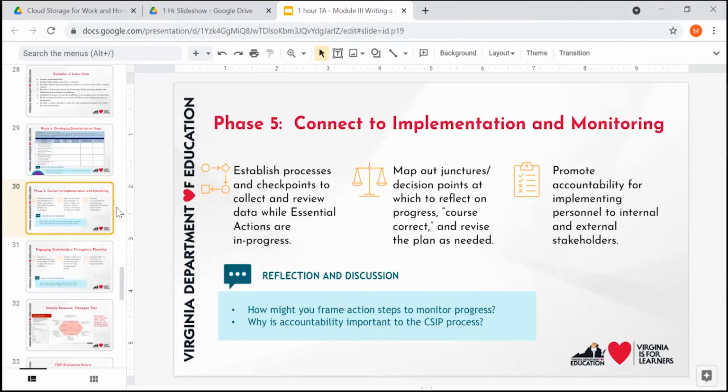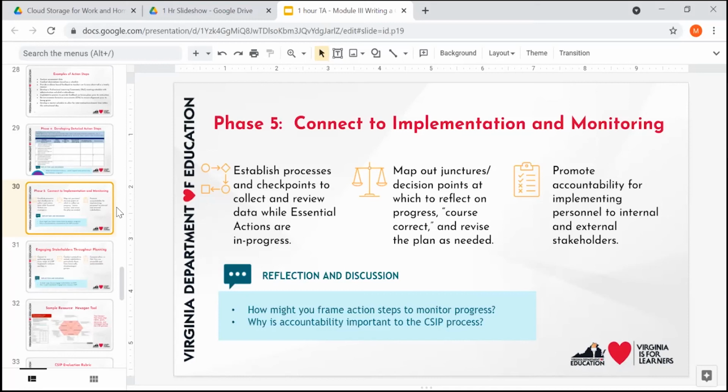Otherwise, time will just get away from you, right? So you want to have that in your plan. When are you going to have those conversations about making revisions, right? The plan can change throughout the year, right? And into next year. It's a living, breathing document. So you can change as needed as you're seeing progress and as you're seeing results, okay?